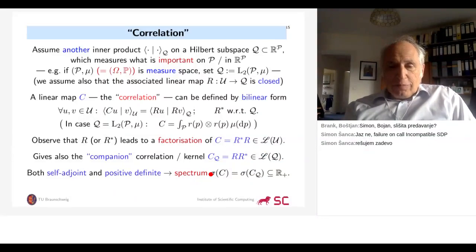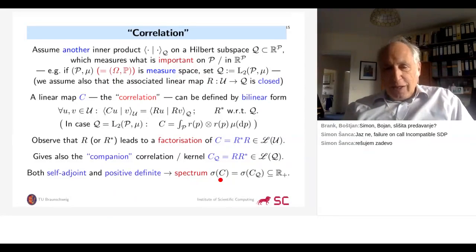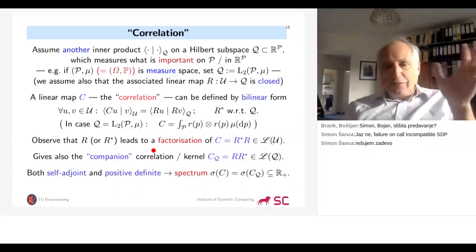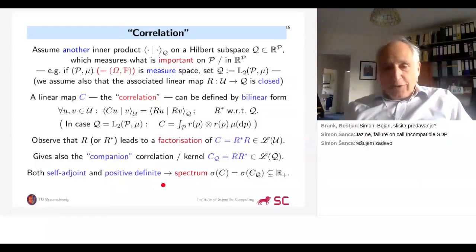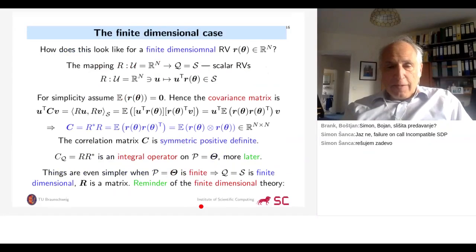That means the spectrum, that set of all eigenvalues, and more in infinite dimensional spaces, we have generalized eigenvalues, is real and positive. Just to remind you, eigenvalues of linear mappings can also be complex. But when they're symmetric and self-adjoint, then it's real. And when it's positive, then it's real and positive. So it lies in here. That's going to be important for what we're going to do.